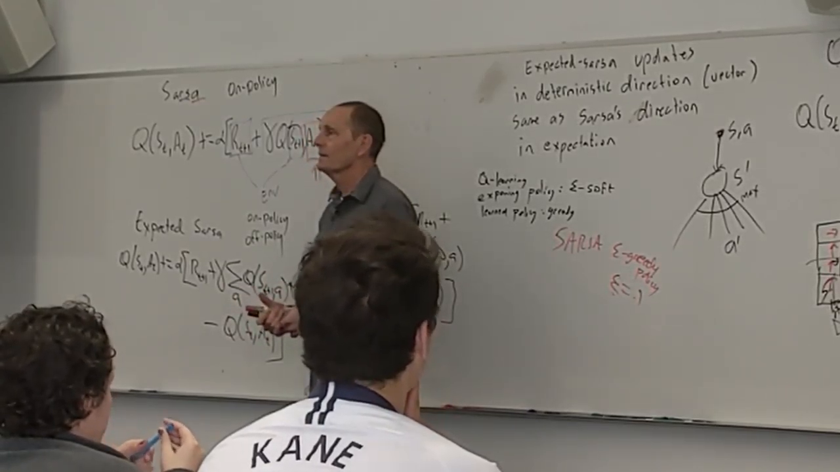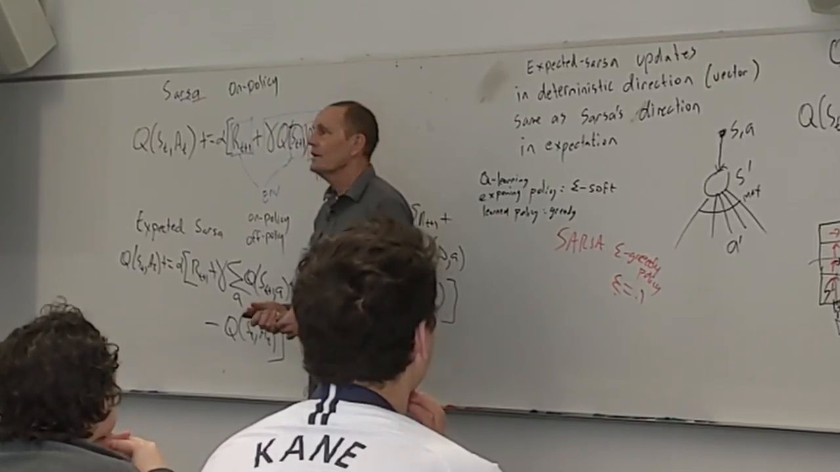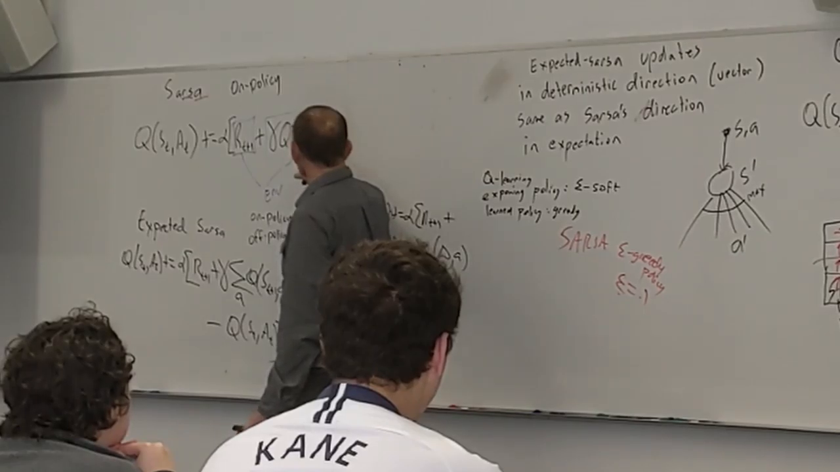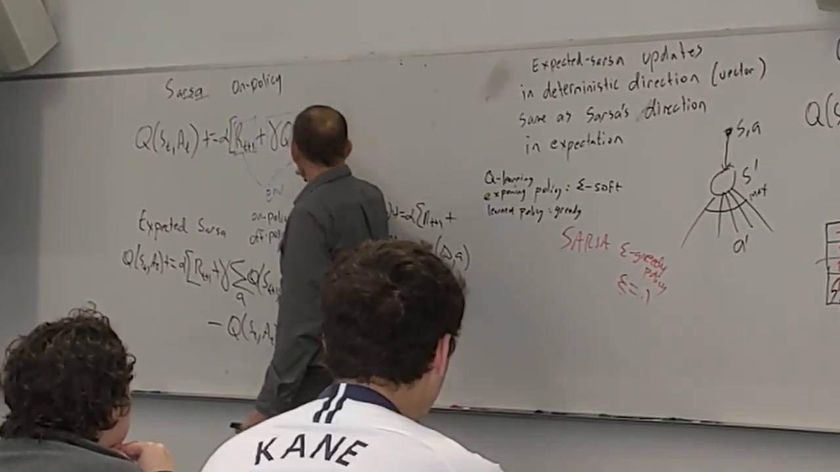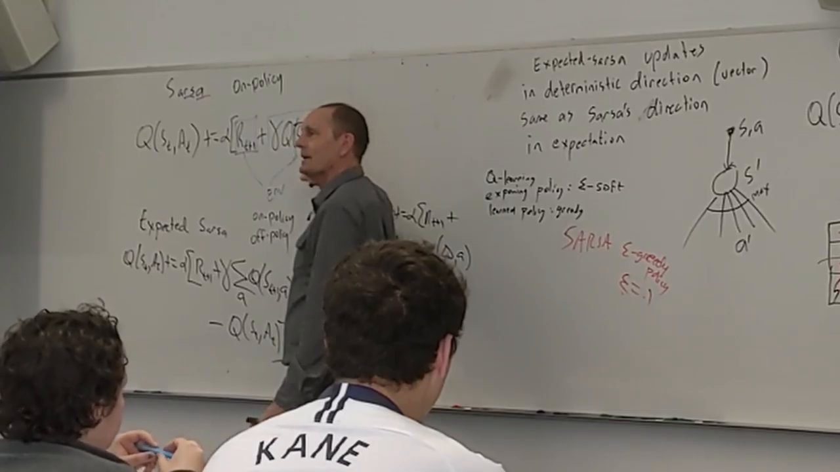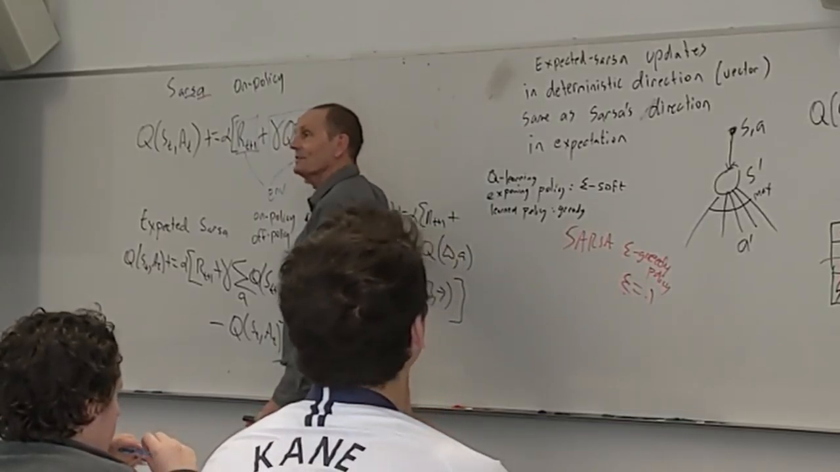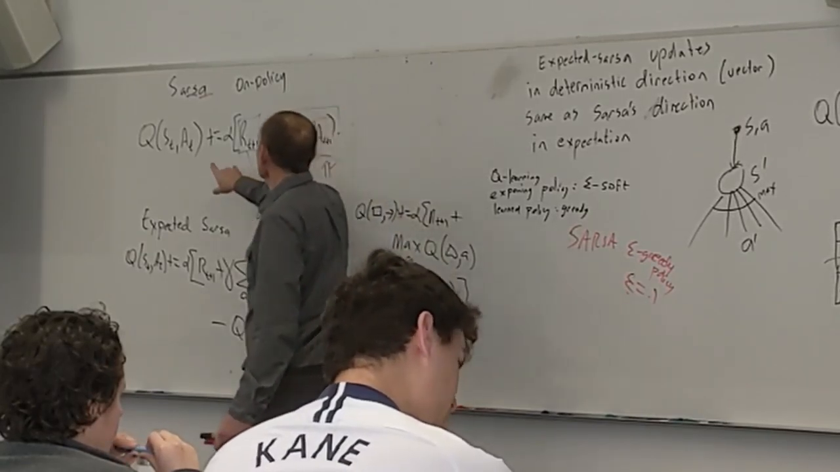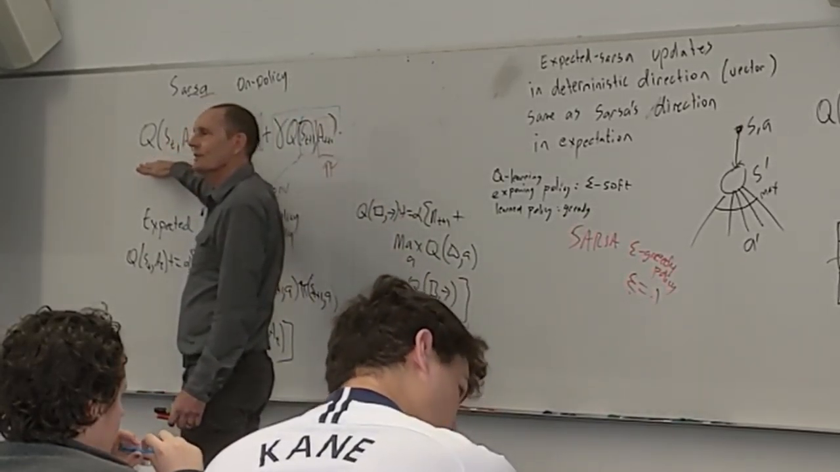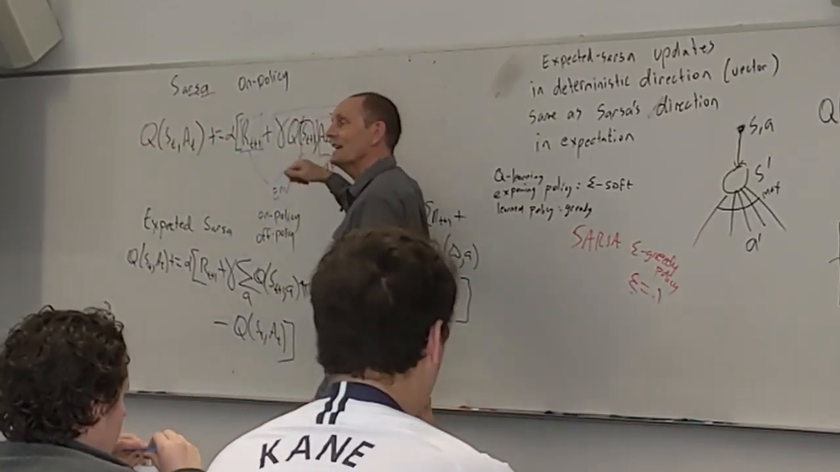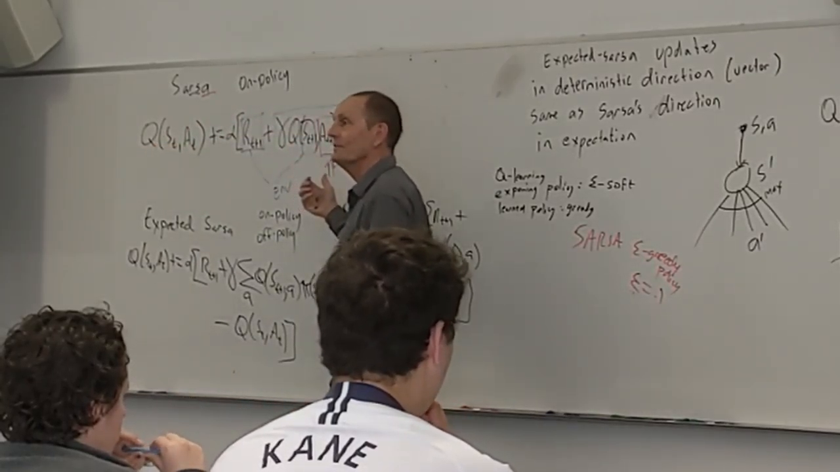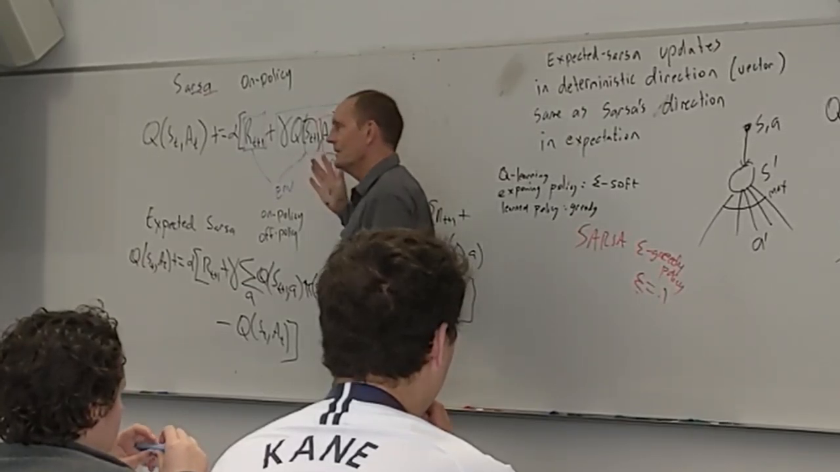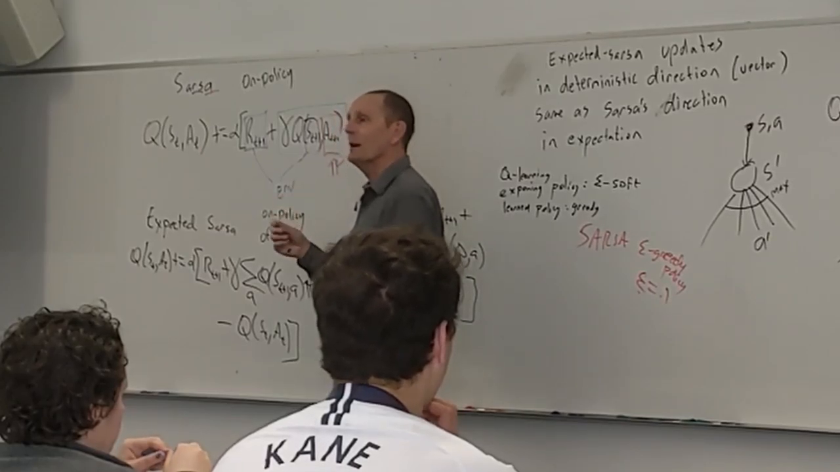There's no dependence on the policy that is generating the episode. Here, there's clearly a dependence on the policy generating the episode, because how did we know what action to take here? We only knew what action to take here from the policy that generated it. So this is dependent on the policy that we are using for behavior. And that's why this is an on-policy algorithm. But here, we could do this expectation with whatever policy we wanted. And it doesn't have to be the policy that is generating our behavior.